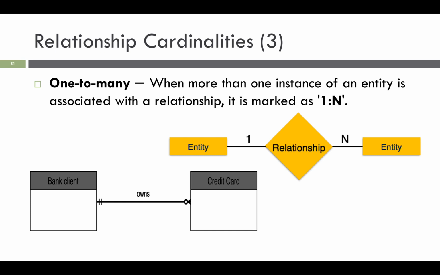One-to-many is when more than one instance of an entity is associated with a relationship. The following image reflects that only one instance of an entity on the left and more than one instance of an entity on the right can be associated with a relationship. For example, one department has many professors. A bank client can own many credit cards. A credit card can be associated with only one bank client.